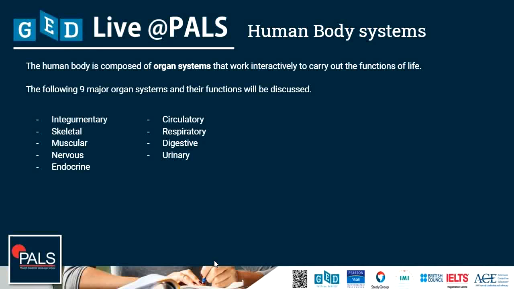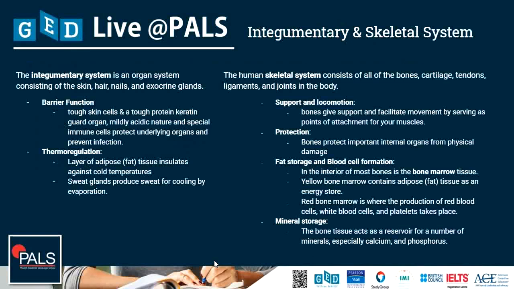We will have a look at 9 major organ systems that carry out work interactively to maintain life, to carry out the functions of life in our body. Actually, I think I left out the urinary system, so it's just 8 in this presentation. And let's start with the first few body systems.